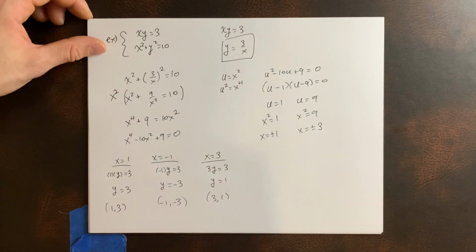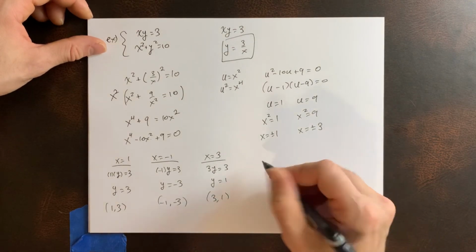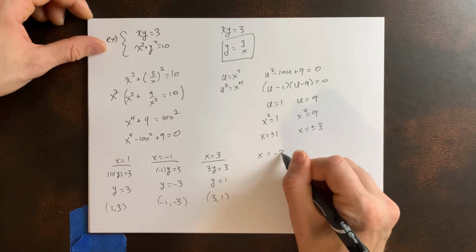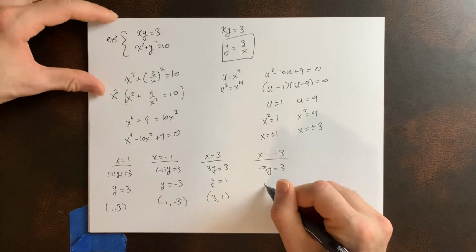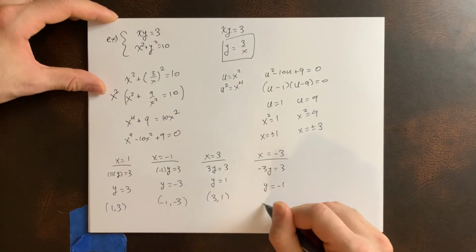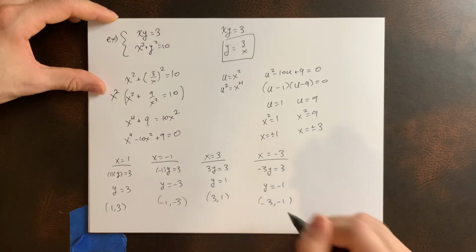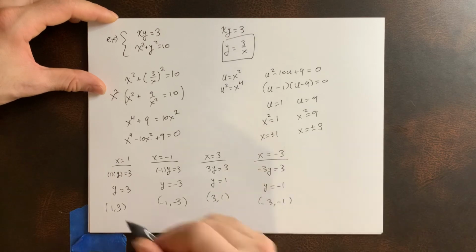All right, so that's good. And now let's do the last one, x equals minus 3. Plug it in, minus 3y equal to 3. Divide the minus 3 over, we get y is equal to minus 1. So then we have the point minus 3, minus 1. All right, so then these are our 4 answers.